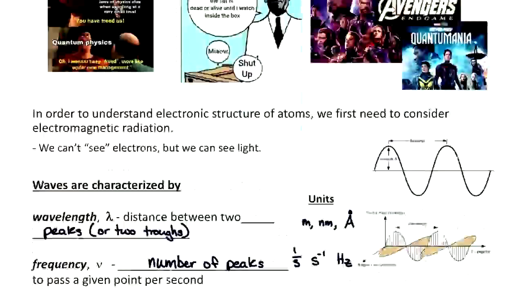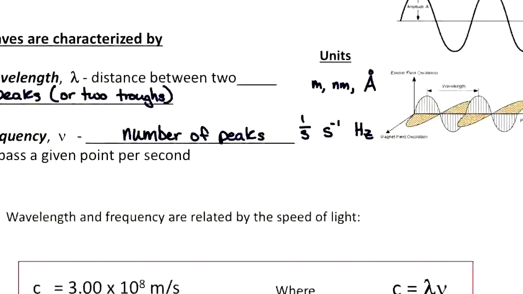All right, so let's talk about electrons and light. In order to understand more about electrons and the electronic structure of atoms, we've got to talk about some of the definitions of light. Why do we have to talk about light? It's because we can't see electrons. We're able to deflect them with magnets because they're negatively charged, but we can't actually see them. But we can see light. So let's define some things about light.